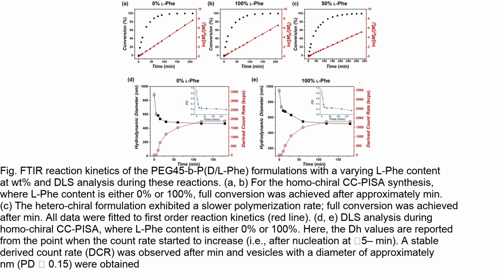The DLS analysis provides insight into the self-assembly behavior of the copolymer nanoparticles during the reaction. The results show that the self-assembly occurs gradually, as indicated by the increase in derived count rate, DCR, and the stable hydrodynamic diameter, DH, after approximately 120 minutes. However, when equal amounts of L-Phi NCA and D-Phi NCA are used, no self-assembly occurs, resulting in a polymer solution instead. These findings demonstrate the dependence of the self-assembly behavior on the chirality of the core-forming monomers.